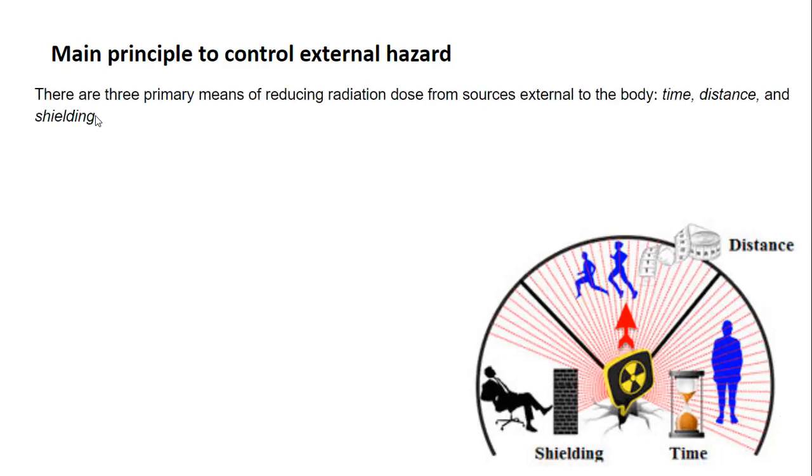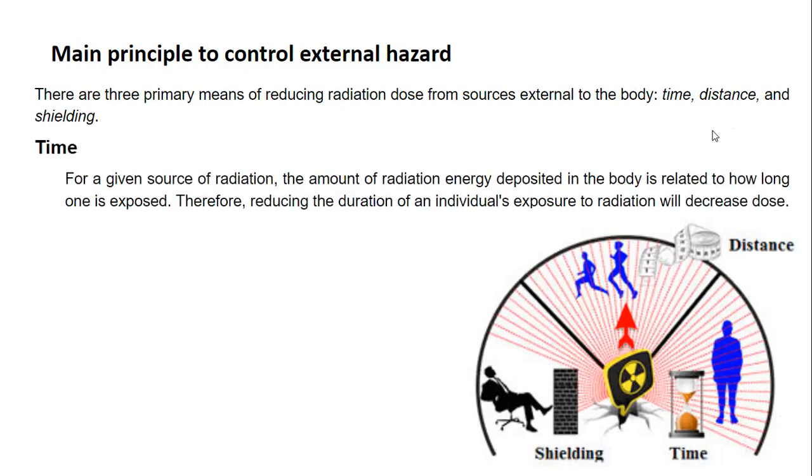So there are three primary means of reducing radiation dose from sources external to the body: time, distance, and proper shielding. Time: for a given source of radiation, the amount of radiation energy deposited in the body is related to how long one is exposed to it. Therefore, reducing the duration of an individual's exposure to radiation will decrease the dose.